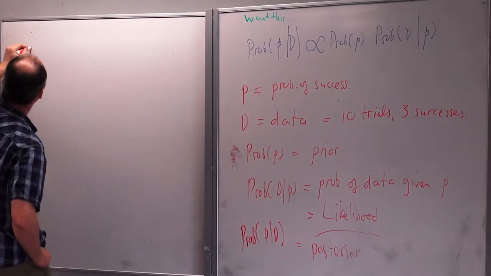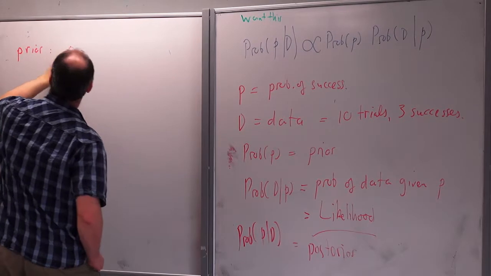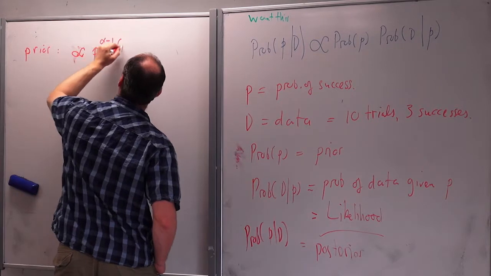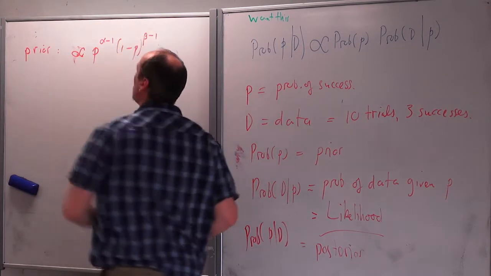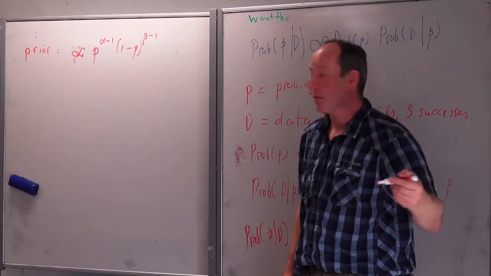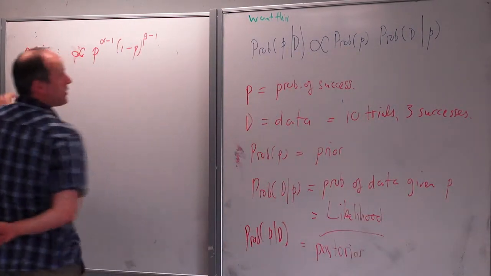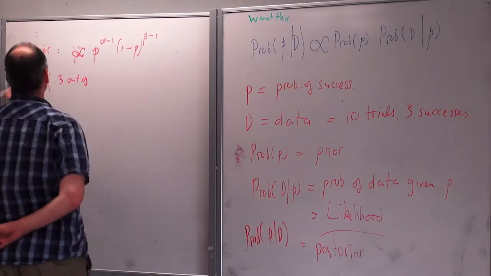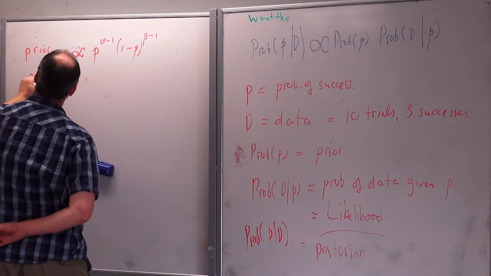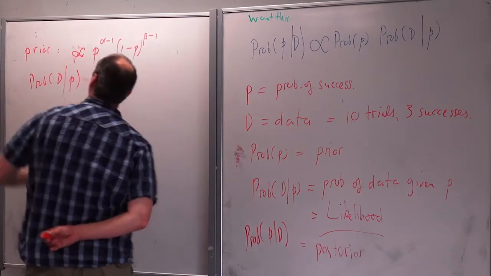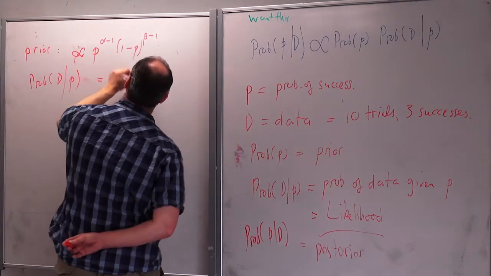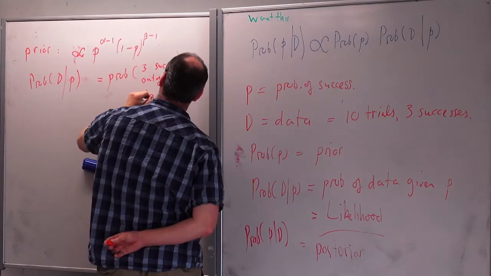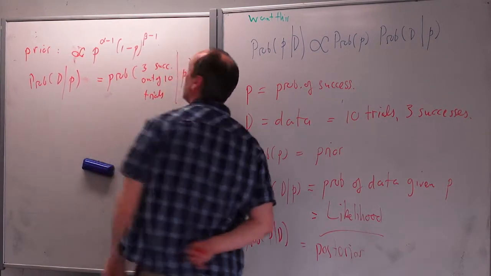The prior is going to be proportional to p to the alpha minus 1, 1 minus p to the beta minus 1. We've talked about that as a prior, and we've got lots of examples of it working. What is the probability of 3 out of 10? No, let me write it out differently. The probability of the data given p equals the probability of 3 successes out of 10 trials given p.